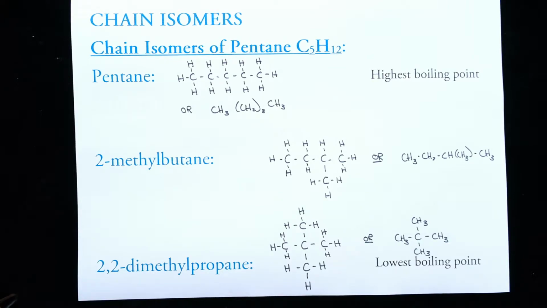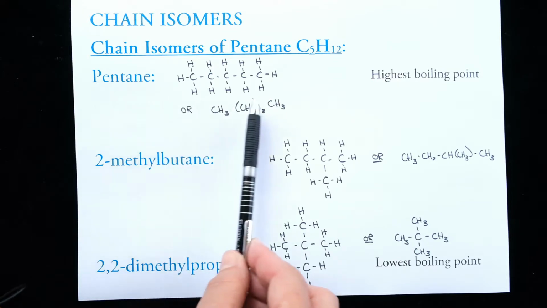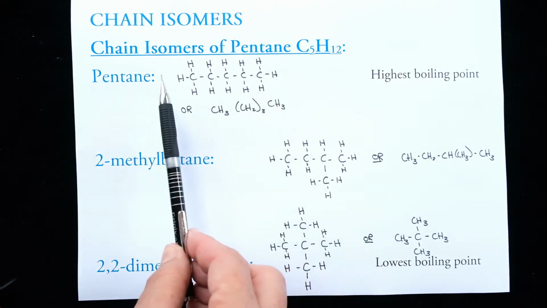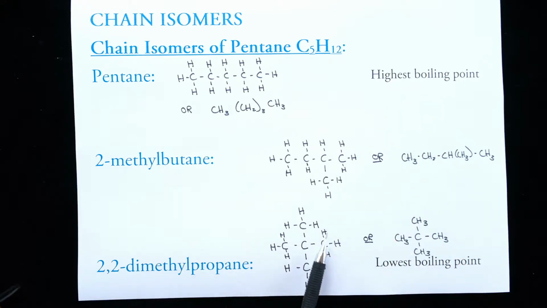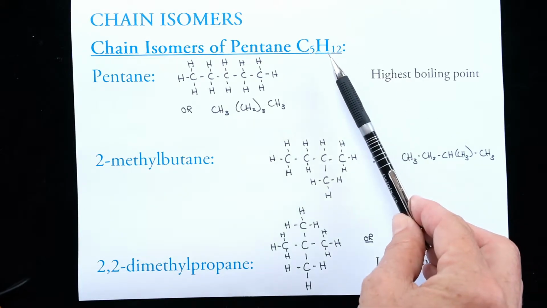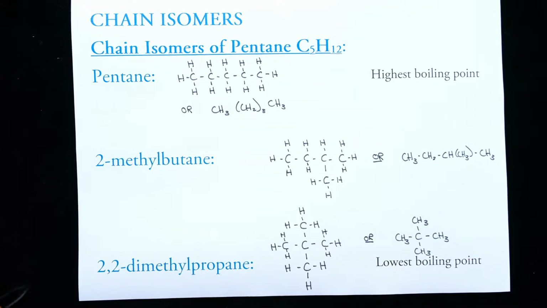Just very briefly, I'll be doing another video on that. But the straight chain carbons, the straight chains have higher boiling points than the molecules that are more spherical. All 3 of these molecules have the same molecular formula, but you can clearly see they have different structural formula.